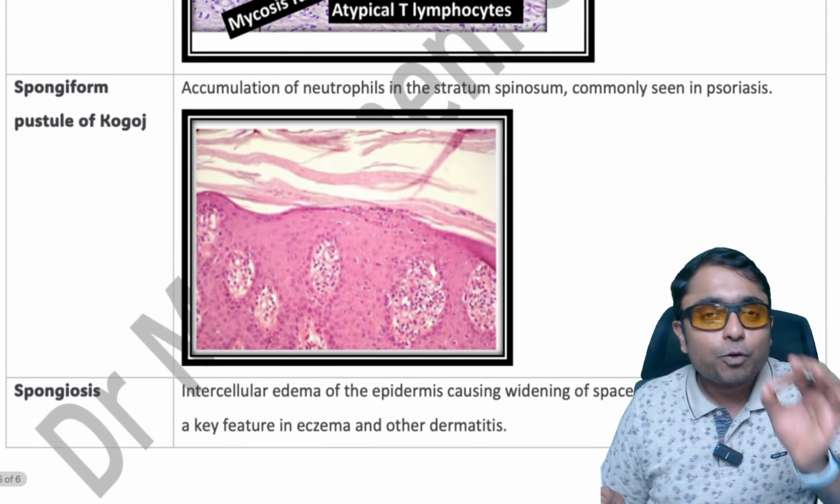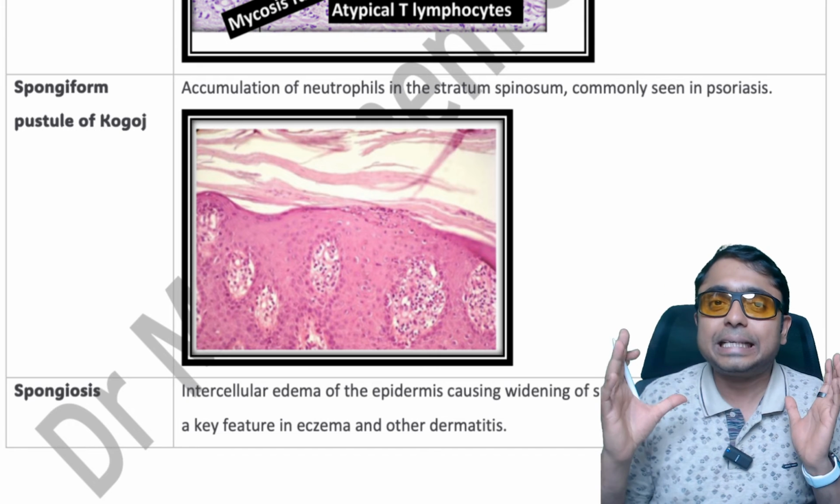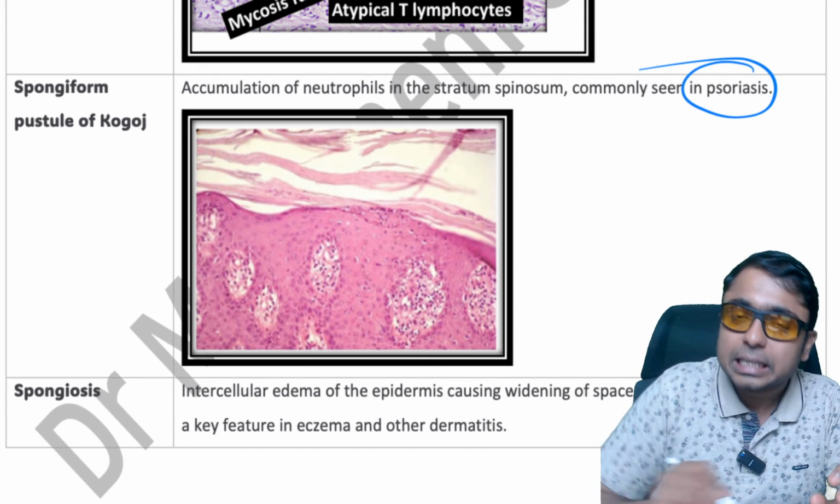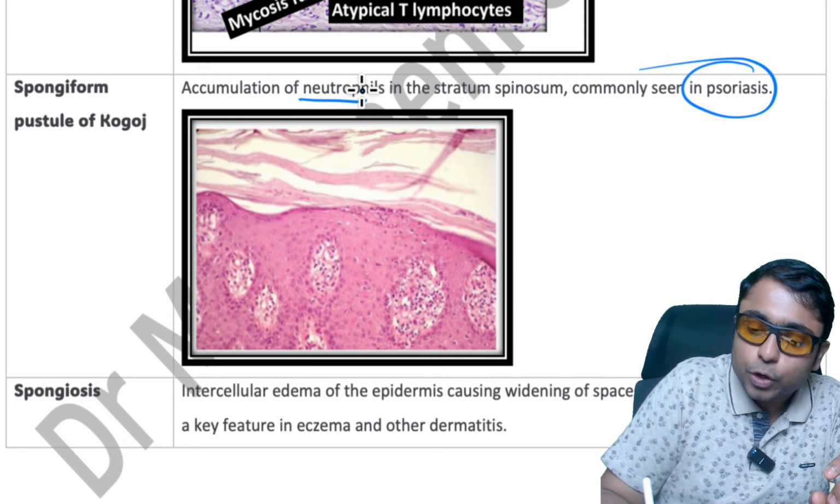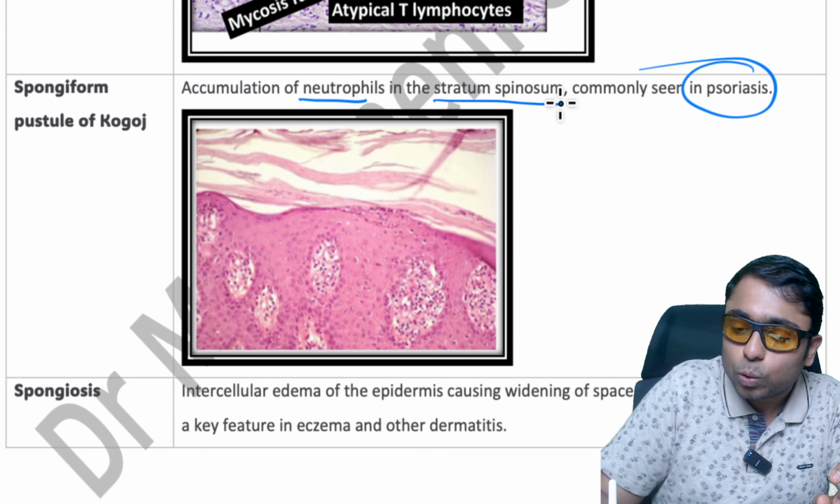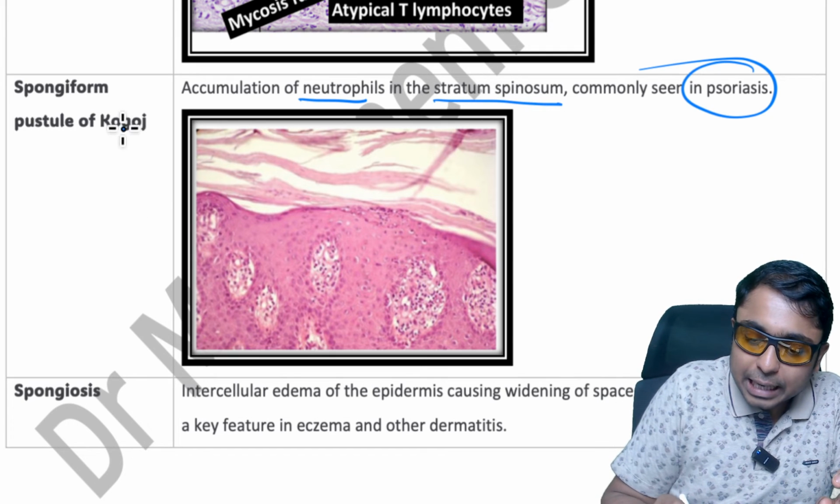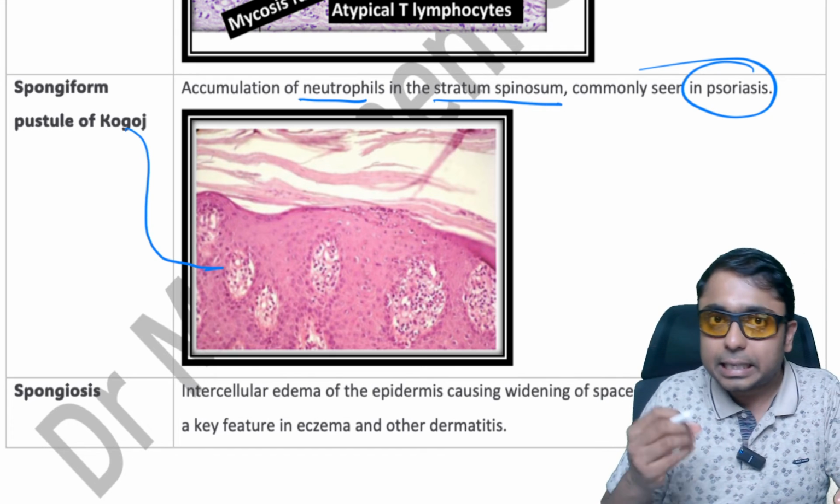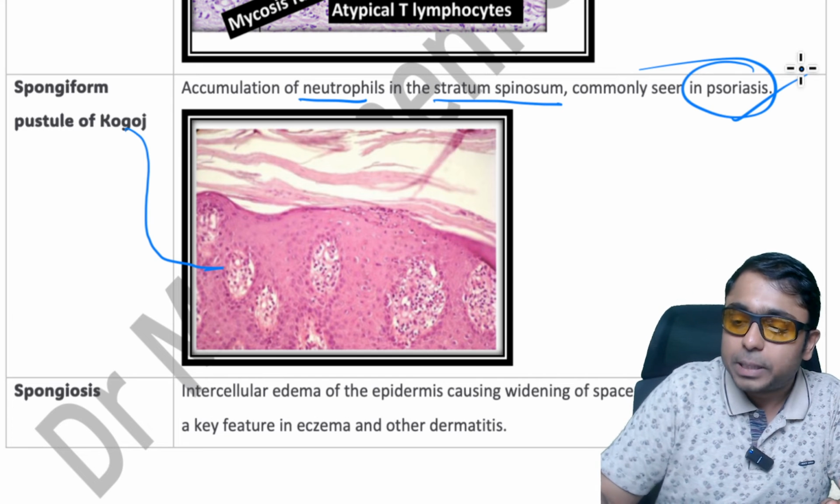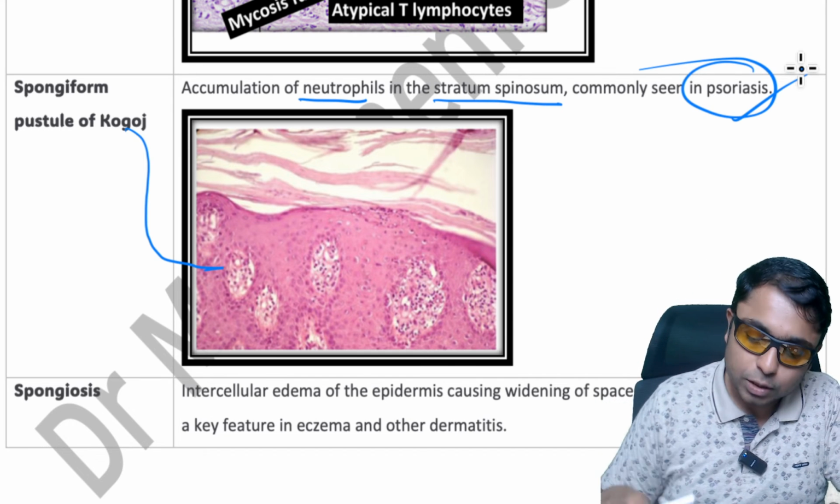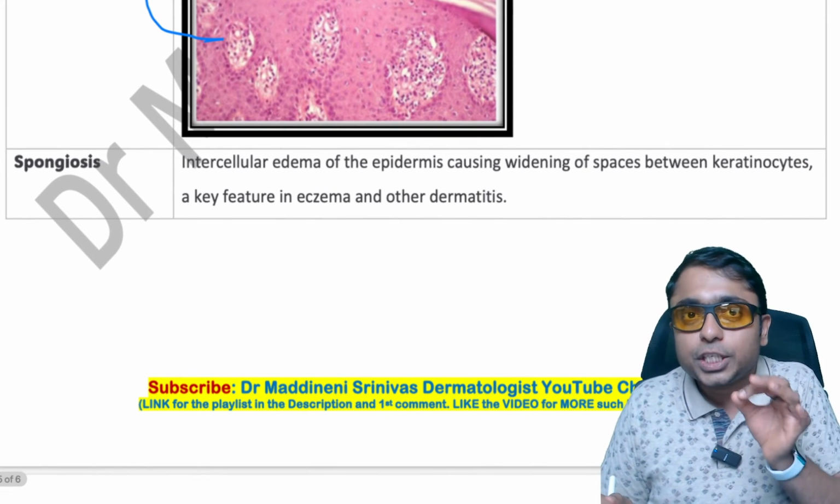Next is spongiform pustules of Kogoj. Again, this is a feature of psoriasis in which there is going to be collection of neutrophils in the stratum spinosum. This is again a very classical finding, as you can see here, collection of neutrophils in the stratum spinosum in patients of psoriasis.